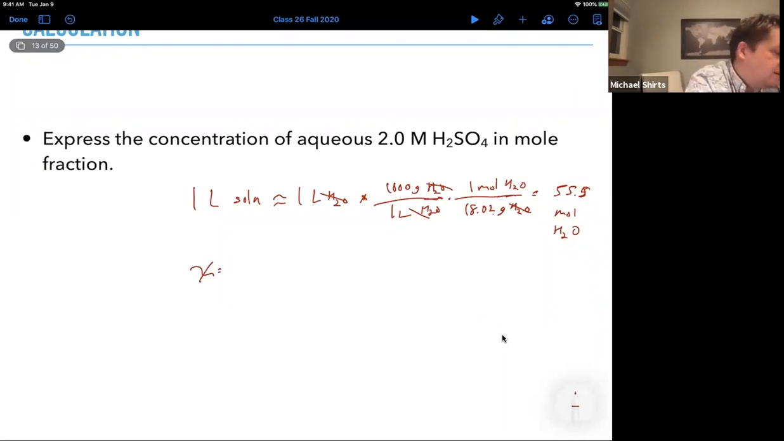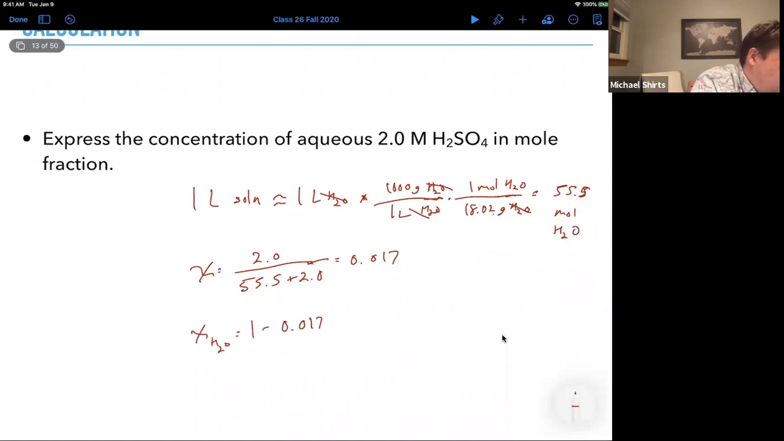So our mole fraction of sulfuric acid is 2.0 divided by 55.5 plus 2.0. We're looking at the fraction of the total moles. Divide that out, and it gives you 0.017. So the mole fraction of sulfuric acid is 0.017. You could calculate a mole fraction of water as well. The mole fraction of H2O is just 1 minus 0.017, which would be 0.983. Does that look right? Yeah. So that would be the mole fraction of water.